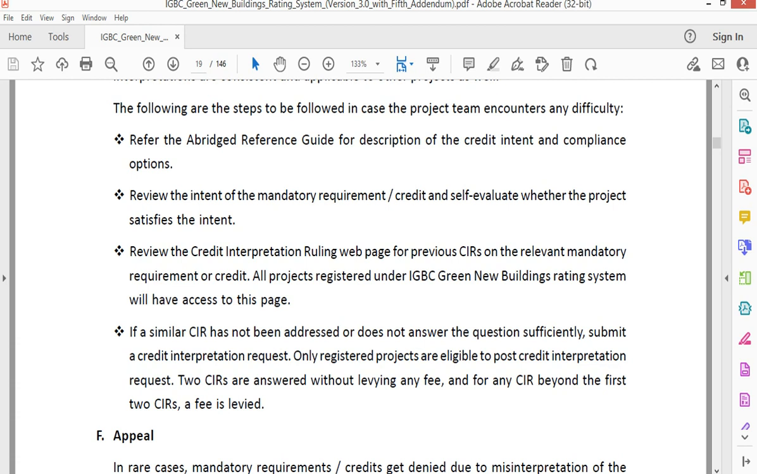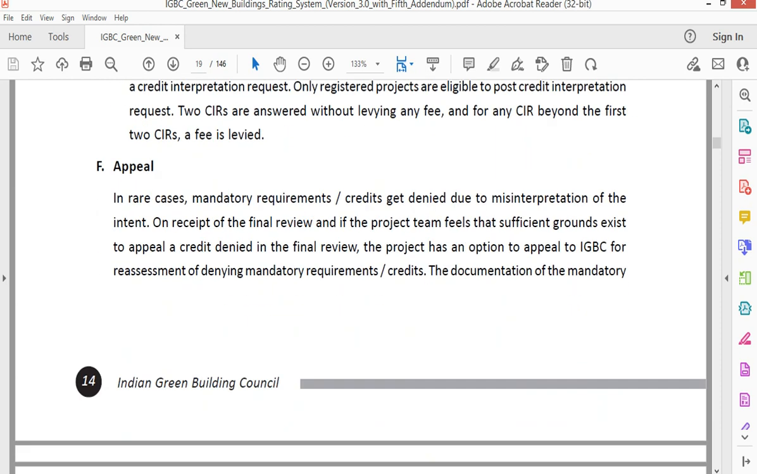They can only submit two CIRs without paying any fee, and for every third CIR, they would have to pay a fee for getting the answer to that CIR. This is something like reading articles on an online paper or a magazine. We would be able to read only 2 or 3 articles for free, and then for every 4th article, we would have to subscribe to their website by paying a fee. Then comes the next topic, which is about the appeal.